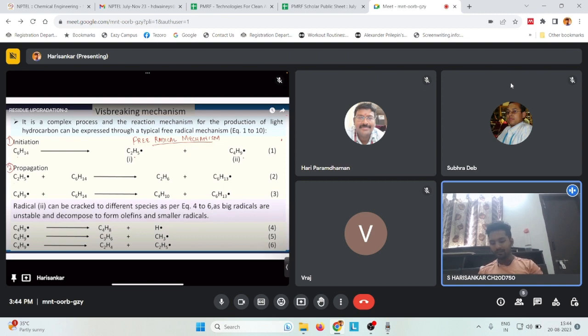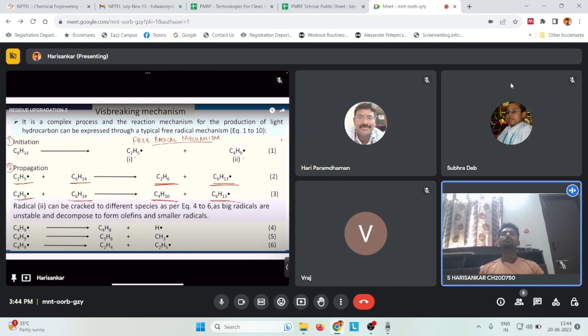Then these free radicals that are formed, for example, the C2 free radical, react with another chain of C6 to form a C2H6 molecule and a C6 free radical. So basically, the free radical part is being transferred from one hydrocarbon molecule to the other. And the same happens with this C4 also. This C4 free radical reacts with this C6 to produce a C4 hydrocarbon and a C6 free radical.